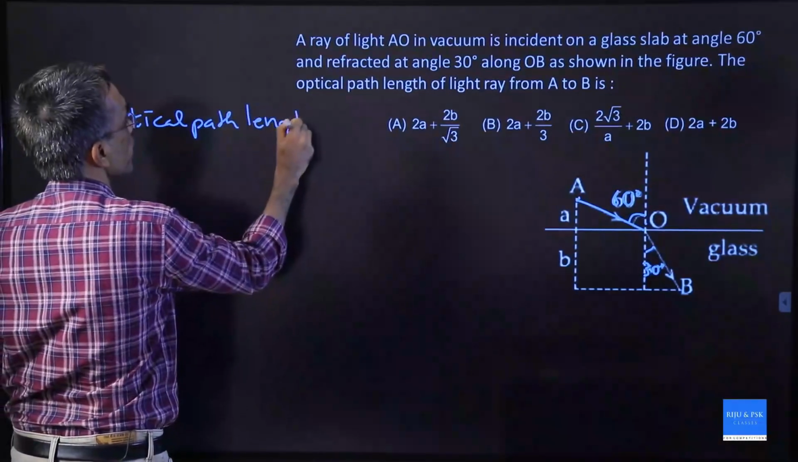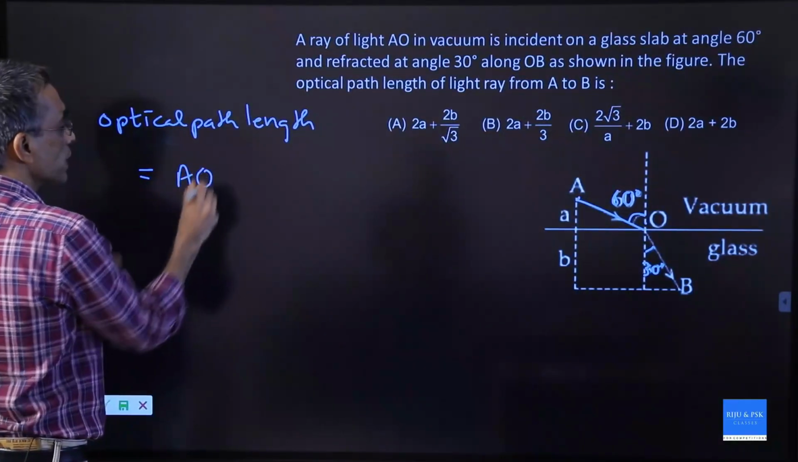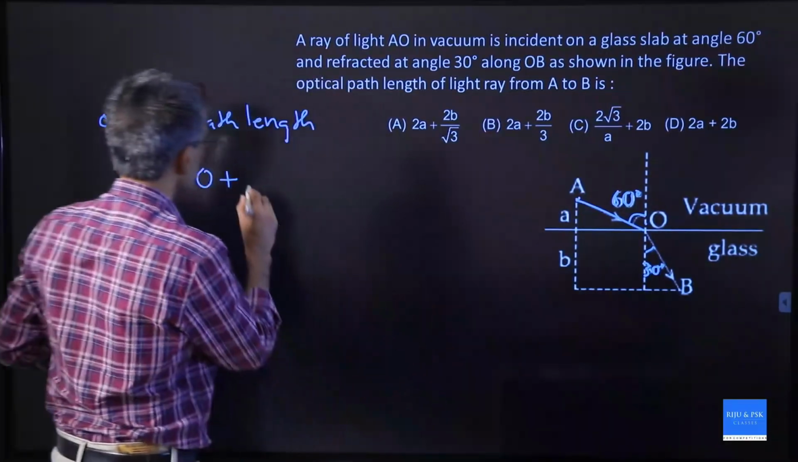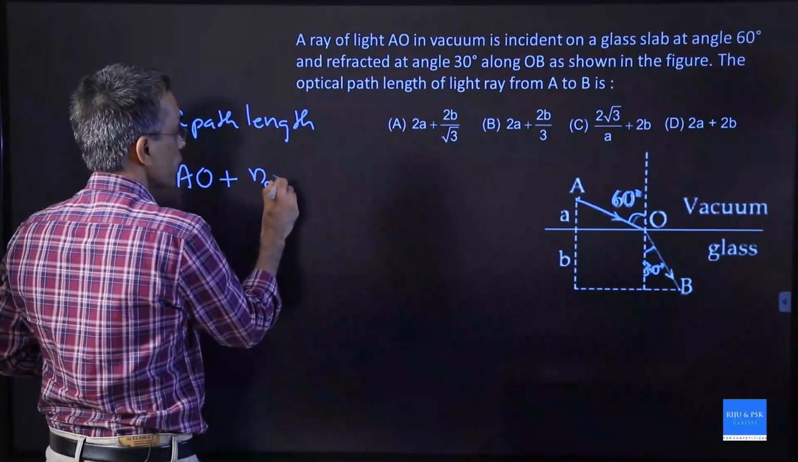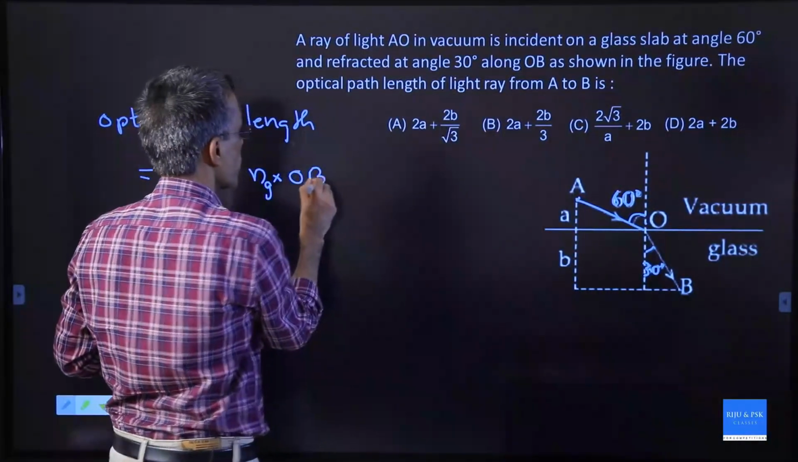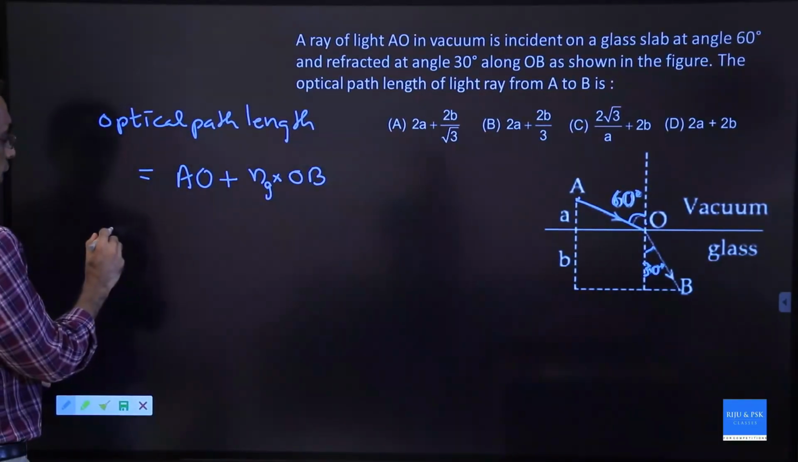So, the final answer would be like this, the optical path length is equal to AO because it is in vacuum plus the refractive index of the glass with respect to vacuum, Ng, into the path length OB. This is your answer. Fine. Now you can calculate what is Ng. How do we calculate Ng?